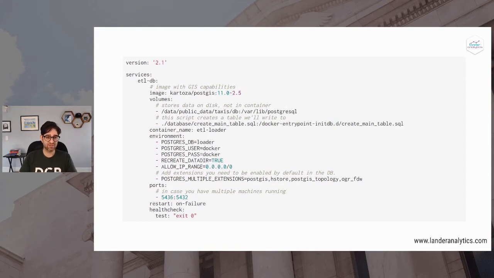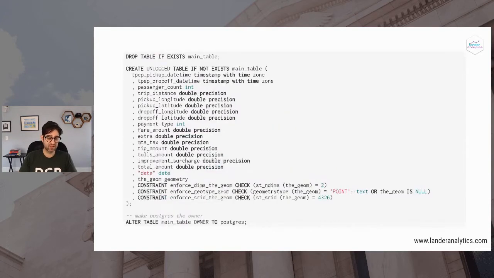That SQL file that creates a table has a regular create statement with a bunch of columns, each with different types, including our geometry column with constraints to make sure it is a point, not a polygon, not a line string, but a point. I don't set any indexes because I'll do that later after I load the data.